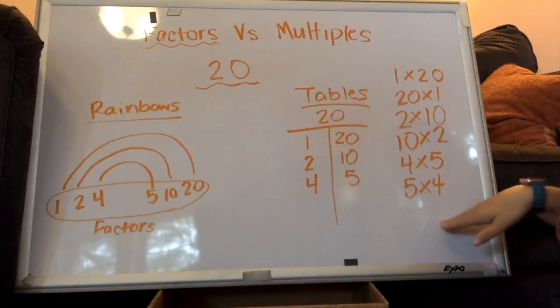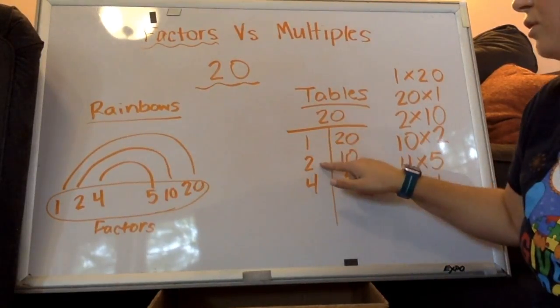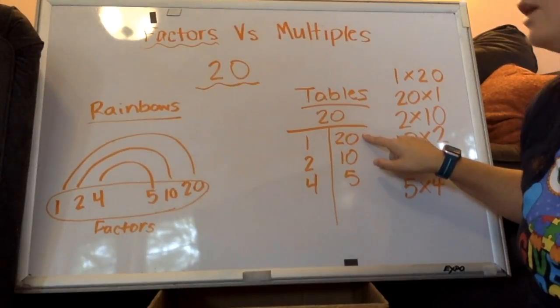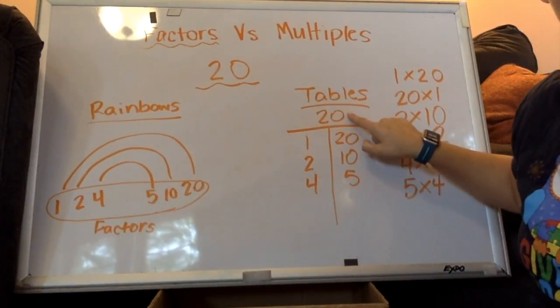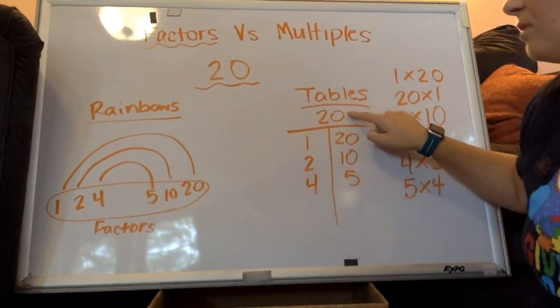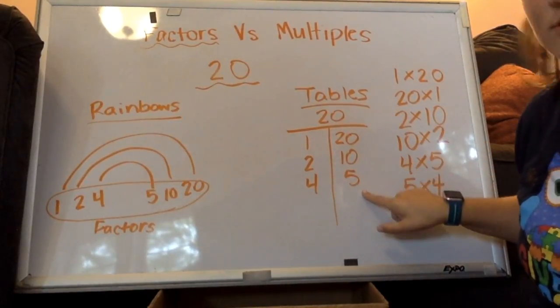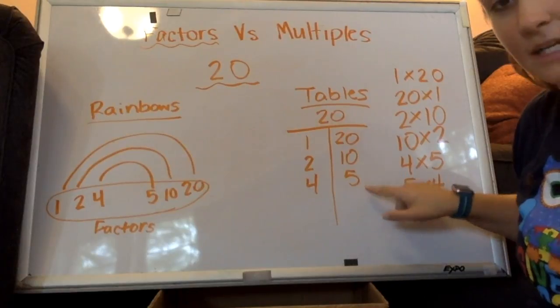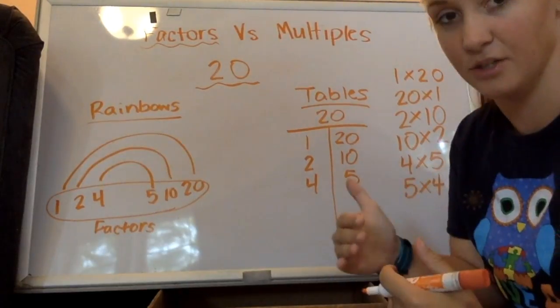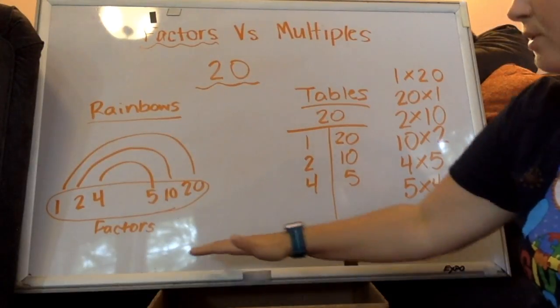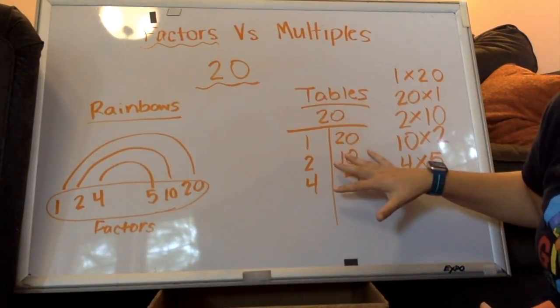So these are all the possible equations. 1, 2, 4, 5, 10, 20 are your factors of 20. 20 is a multiple of 2. 20 is a multiple of 5. Because I can use 5, I can use repeated addition, and I can get to 20 from that. So, factor rainbows, factor tables.